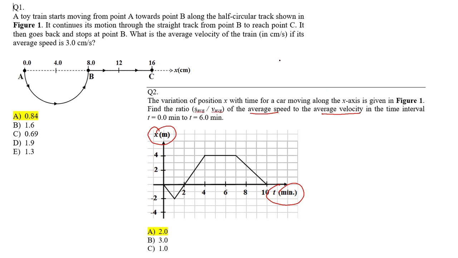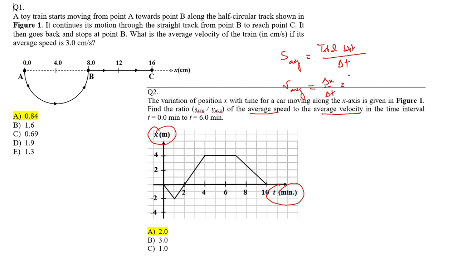So you just need to know that average speed, S average, sorry, is total distance divided by total time interval. On the other hand, average velocity is in your formula sheet. Average speed is not in your formula sheet. So write it down. Average speed is total distance divided by time. Average velocity, that's in your formula sheet: delta x divided by delta t.